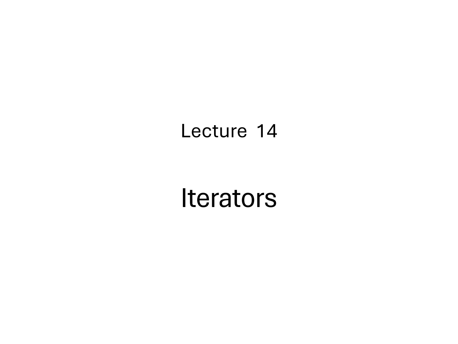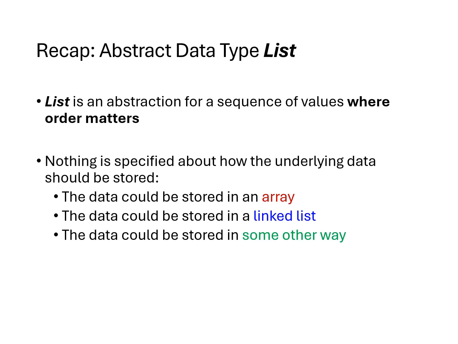Let's now talk about iterators. In the previous lecture, we learned about an abstraction called list. This is a sequence where the order of elements matters. And in this abstraction, nothing was specified about how the underlying data should be stored.